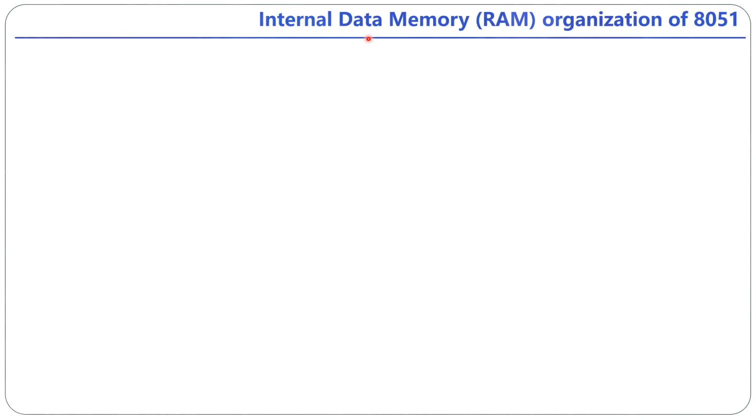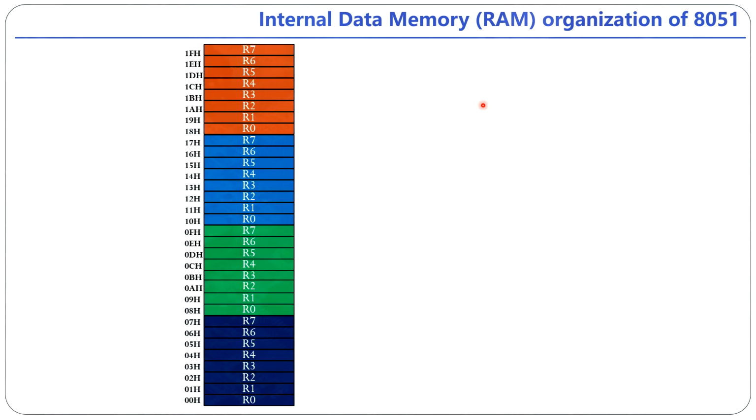Now, internal data memory, that is RAM, organization of the 8051. These are the very important things of the 8051 microcontroller RAM. So how do we divide the RAM locations? Step by step we will see, and you can easily understand this. First of all, you see here, we can start from here, from down to up.